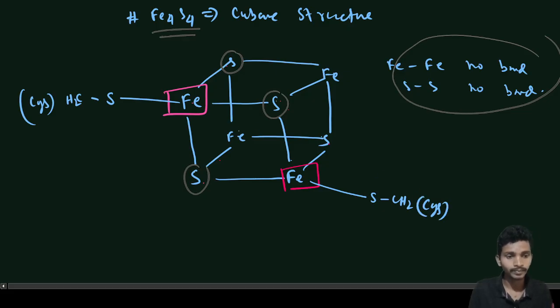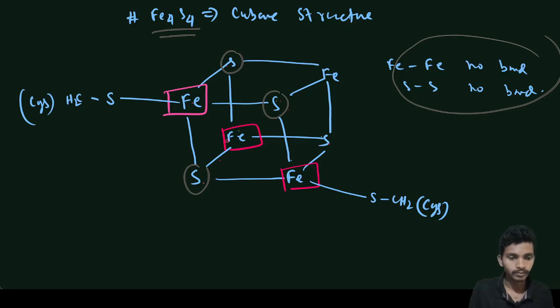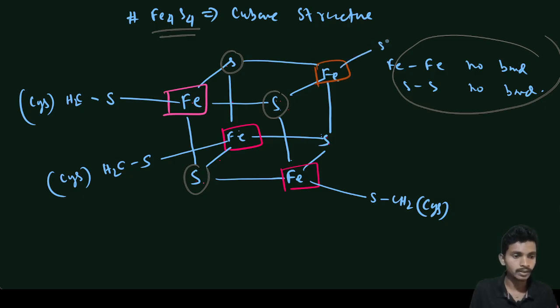Similarly here, one is here, one is here, one is here, so another remains. So another we will draw here, S CH2 16. Similarly here, this is 1, this is 2, 3, so 1 has remained. Here also one remains, so again we will attach one S CH2 16. Okay, so this is the structure of the Fe4S4 structure.